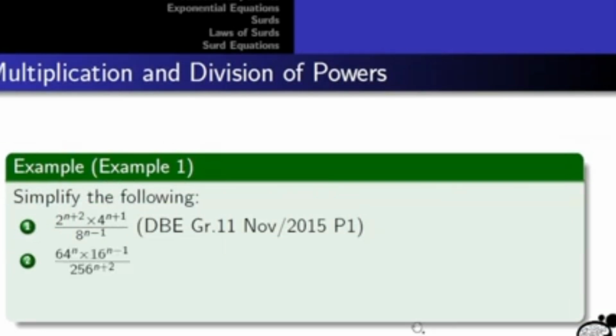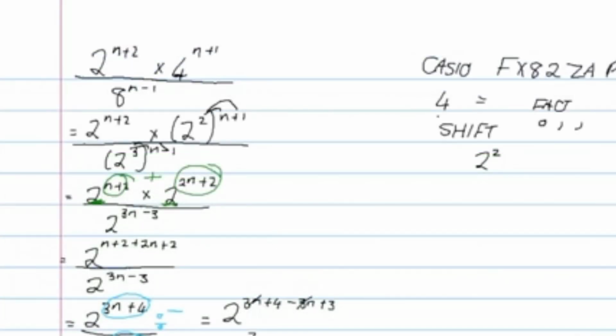The next question, that's the second example that we are going to do: 64 to the power n times 16 to the power n minus 1 divided by 256 to the power n plus 2. It was taken from November 2015, paper 1 of grade 11. So let's try and simplify and follow the same steps that we did on question 1. We know how to make prime factors: it's the number, answer, shift, and then you press fact.